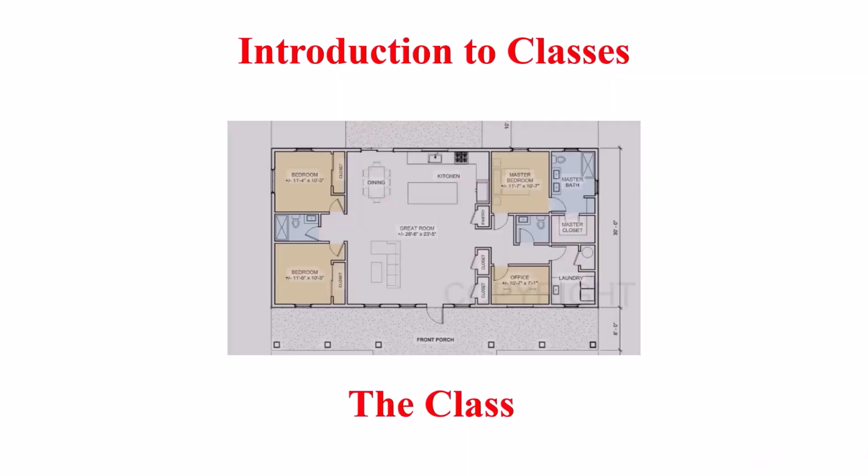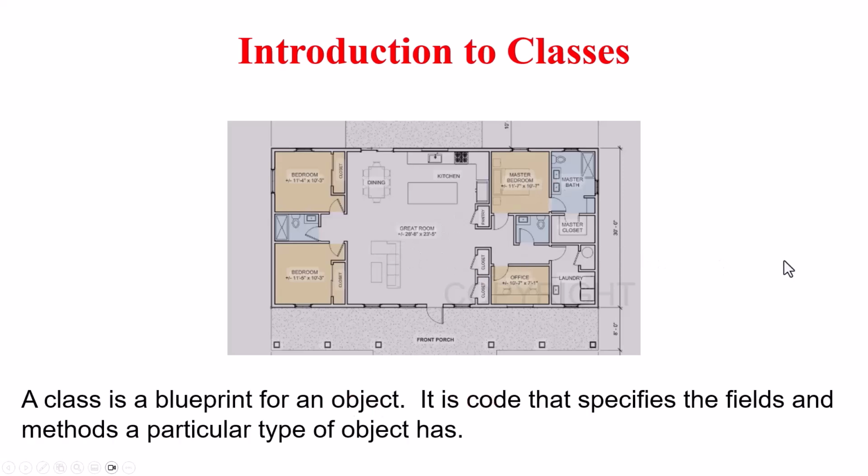A class is kind of like this. It's kind of like a plan. We're looking at a plan of a house. We've got bedrooms here. We've got a great room, another bedroom, master bath, things of that nature sitting out in this thing. And when we look at that, our class is really a blueprint of an object. It's code that specifies the fields and methods a particular type of object has. And it's not that different from architecture in many ways.